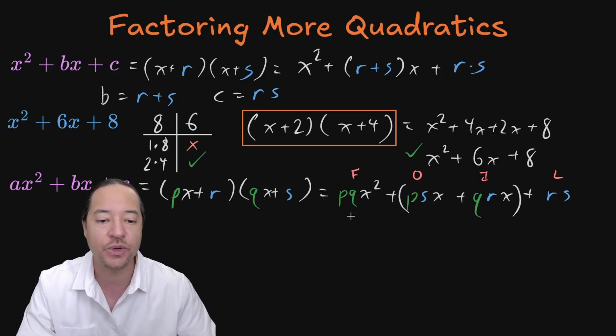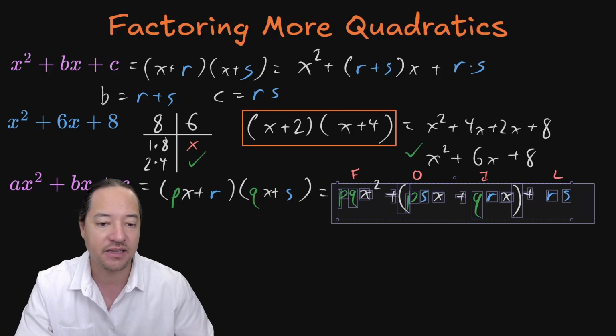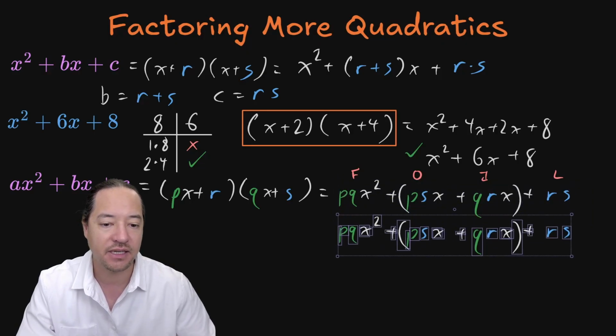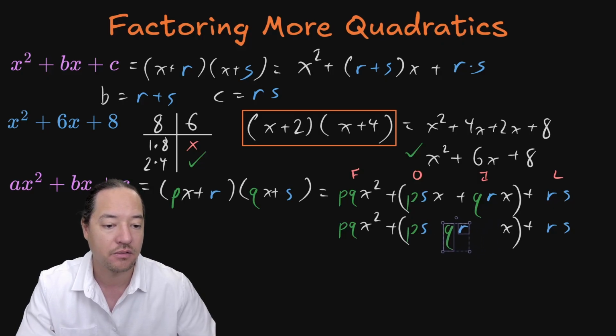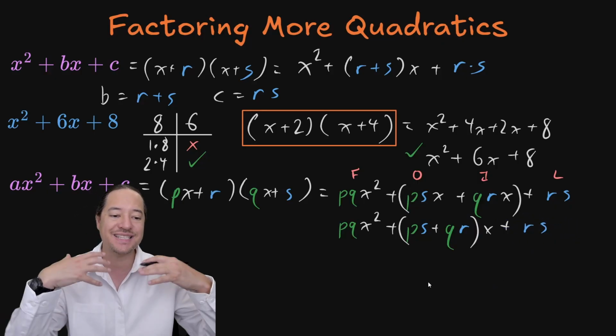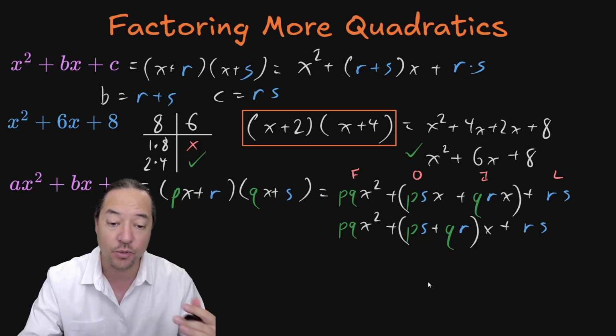And so if we do that, we can take this, let's take it like this, and let's try and simplify it, right? So this middle term then is actually going to simplify down into some kind of ps plus qr multiplied by x. So we can move this over here. Okay, so this becomes the simplified version of what we're doing.